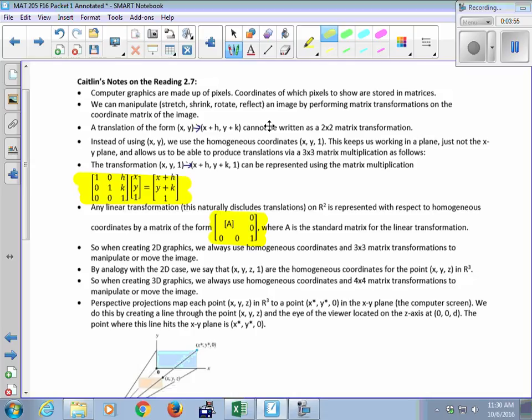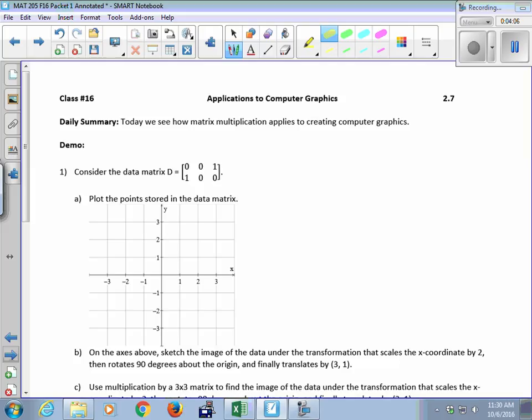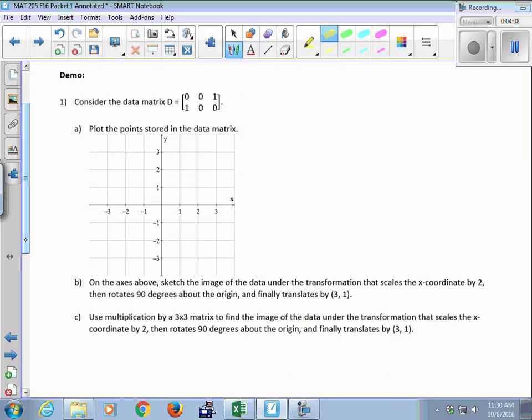Okay, so I'm going to leave perspective projections, we'll talk about that after we do an example of the computer graphics thing. Okay, so here we've got a data matrix. 3 points, they're going to form a triangle. And I'm going to do some transformations on them, and then I'm going to show you how you can create those transformations using the matrix multiplication we just talked about.